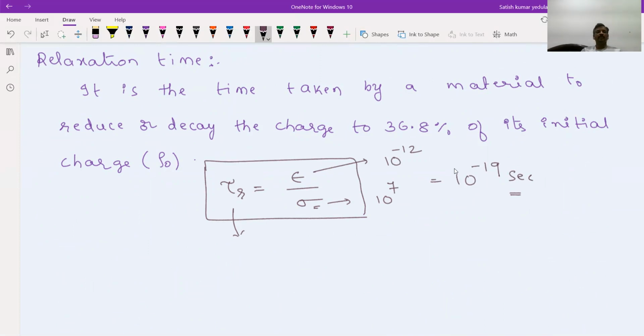If the relaxation time were 10 power 19 seconds, that is millions and millions of years, but it will not take millions and millions of years. It will take a very small time. Micro, nano, pico, femto, it is even lesser than that. Time to decay the charge by 36.8 percentage of its initial value. So you should always think that sigma will be very, very large, which should be in the denominator part. And units, if you observe, we should get seconds.